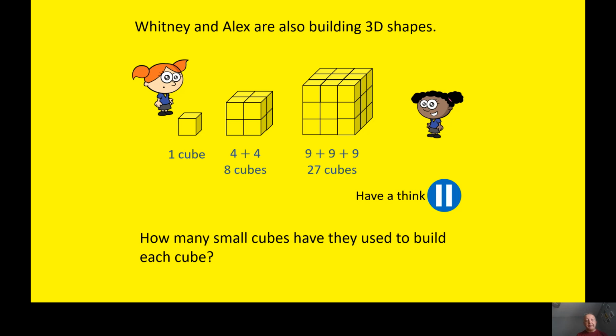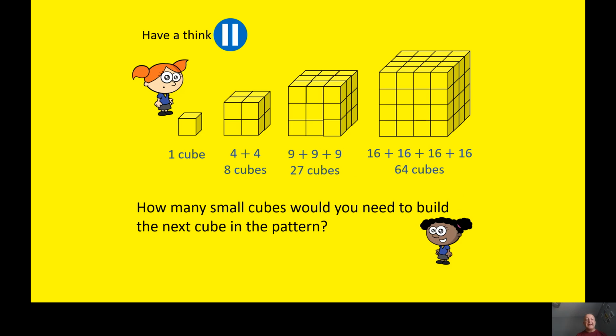The third one, there are 9 in each layer. So if you add 9 and 9 and 9 or multiply 9 by 3, you'll get 27 cubes. Now, how many small cubes would you need to build the next cube in the pattern? Pause the video, have a think, jot down what you think, and then come back.